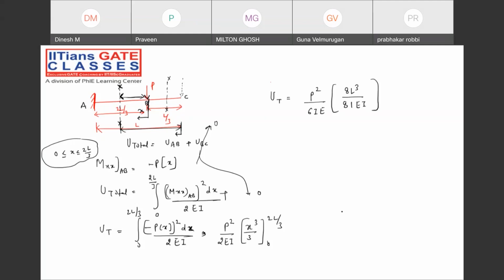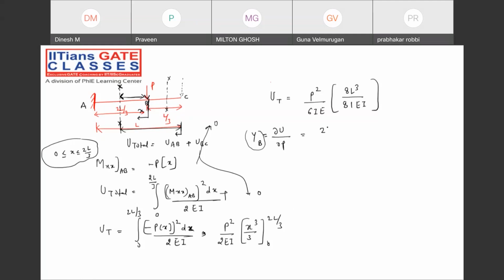Check it out. Now differentiate with respect to P. I will be calculating the deflection at point B, because my load is acting at point B or point C. Check it out. So the deflection we are able to find at point B only as of now.